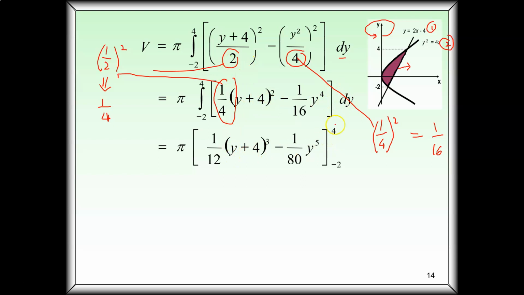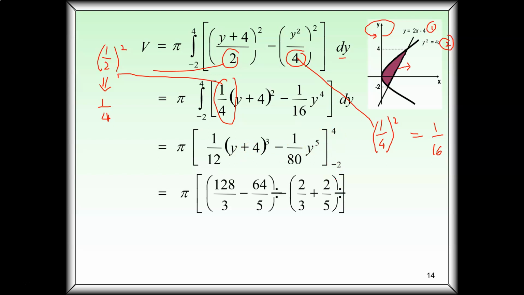So at the end, you will get this, and you can substitute the y value with 4 and negative 2. Okay. So, sorry, abaikan this one. Dia ada macam dot-dot dekat situ. You can ignore it. Okay. Then you get the answer 144 over 5 pi unit cube.